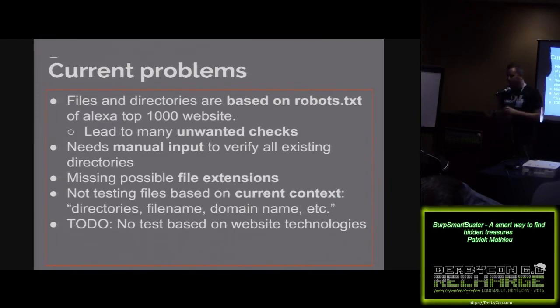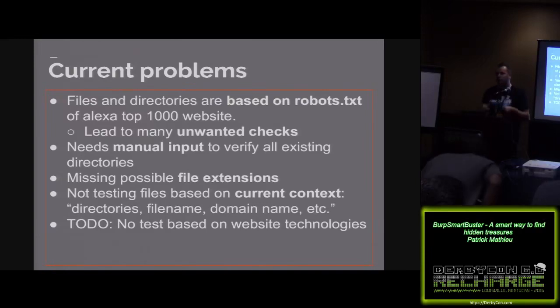There's also the problem that when you use DirBuster, you need to do manual input. If there's a directory that exists, you need to tell the tool to check this specific directory. It's not checking file extensions, and it's not checking the current context of what you're browsing to or what the website has. So it's not checking the file names, the directories, the domain name, etc. And another one, which is in my list of to-dos, is that it's also not checking the technology of the website you're looking at. If you want to test a website which is PHP, why would you look for ASP files, right?